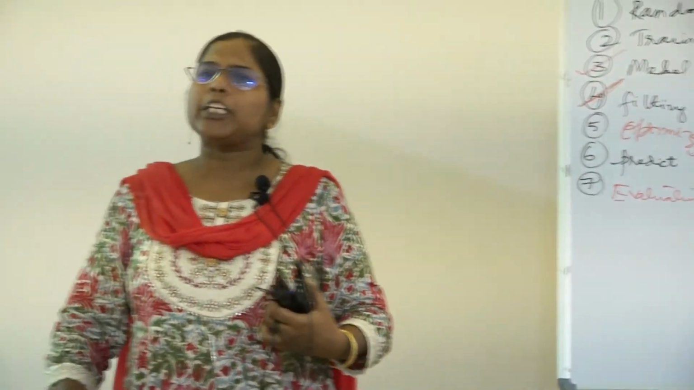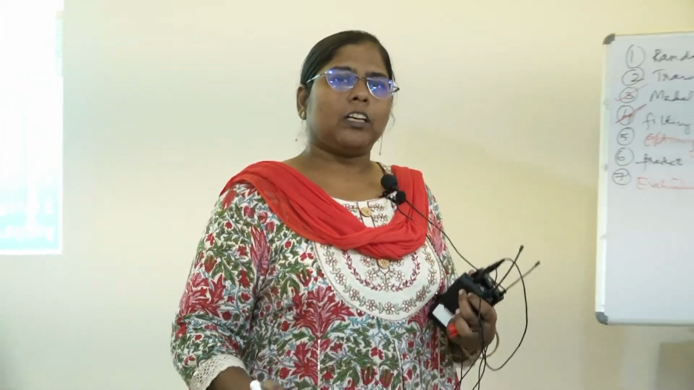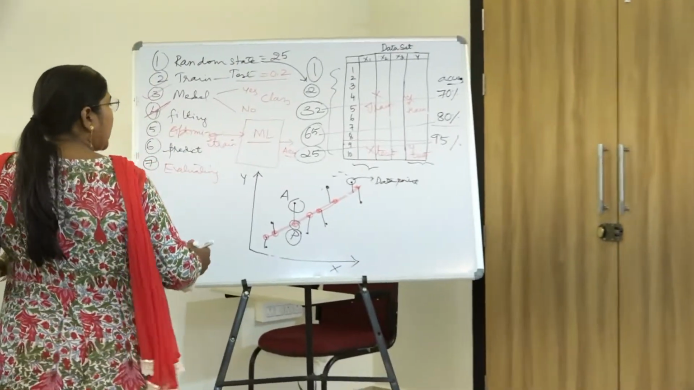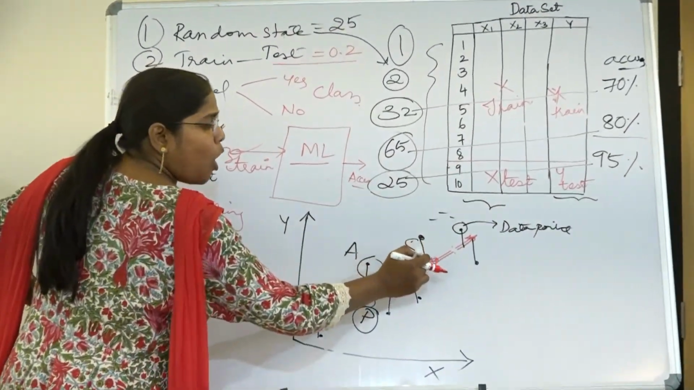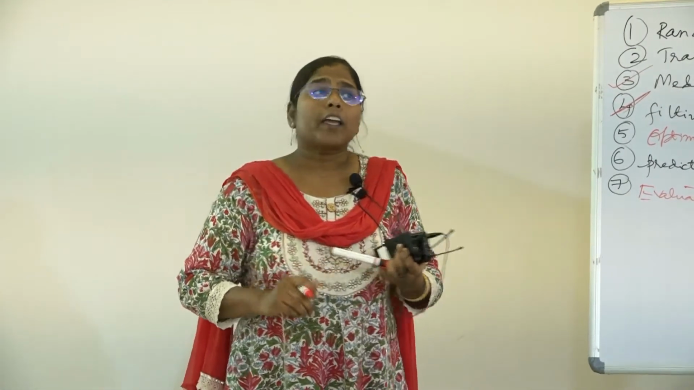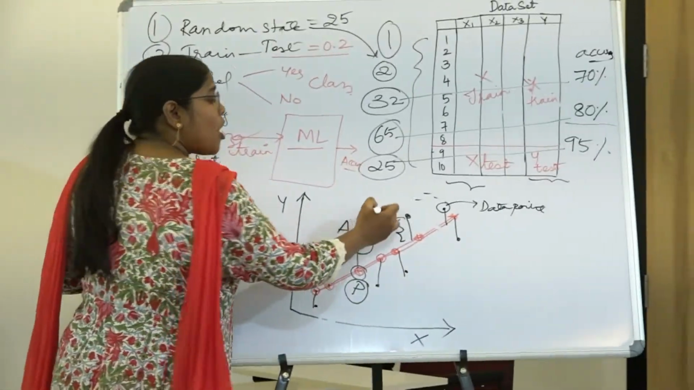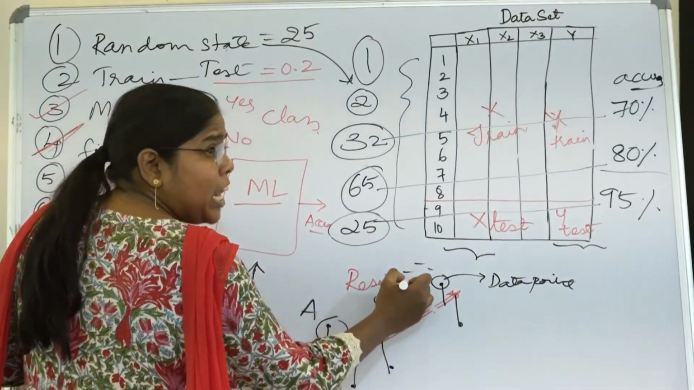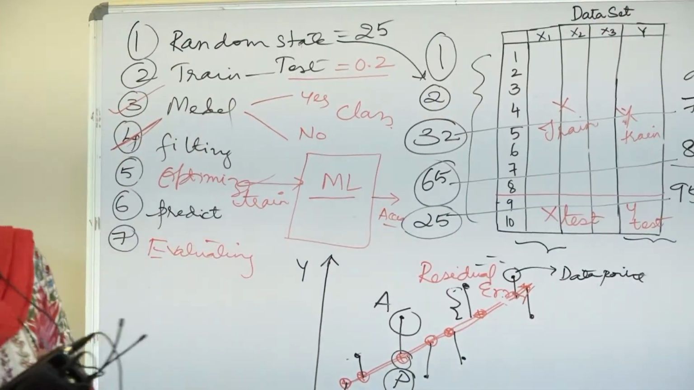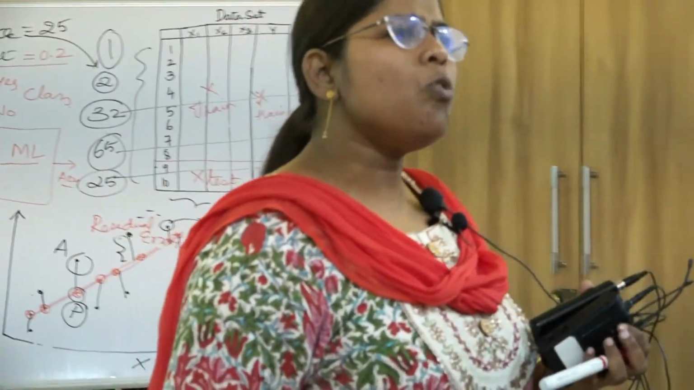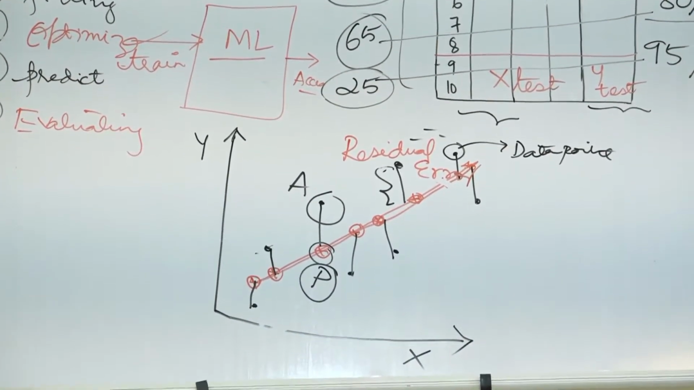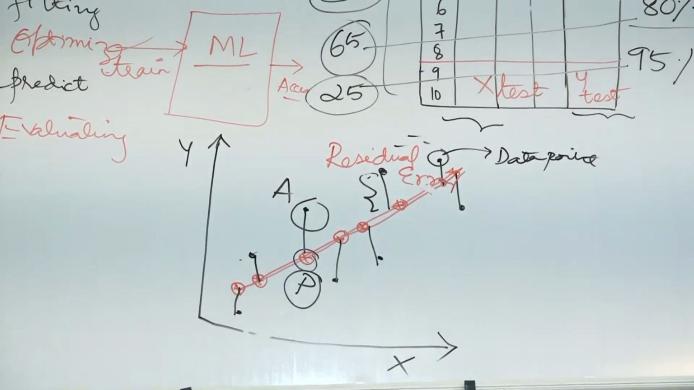In between the predicted and the actual, there is something which is called what? Can anybody tell? Normally we call it residual or error. How many errors are there now? Totally 8 errors are there.